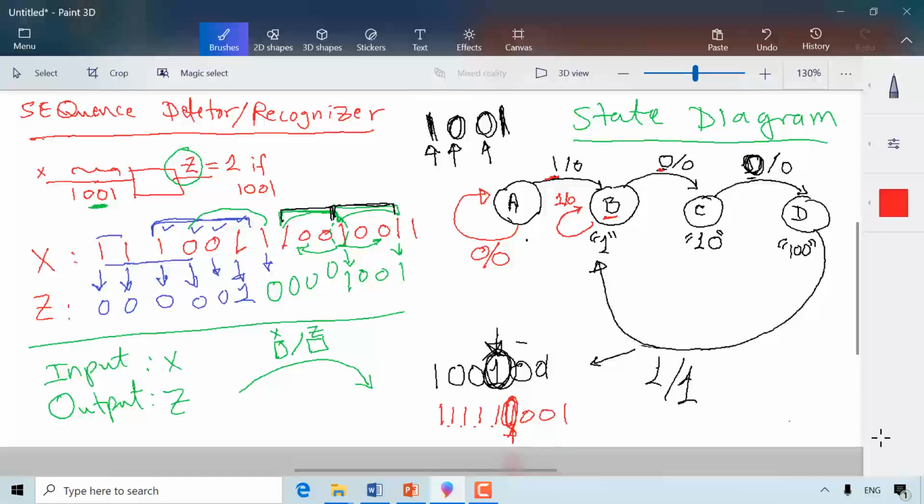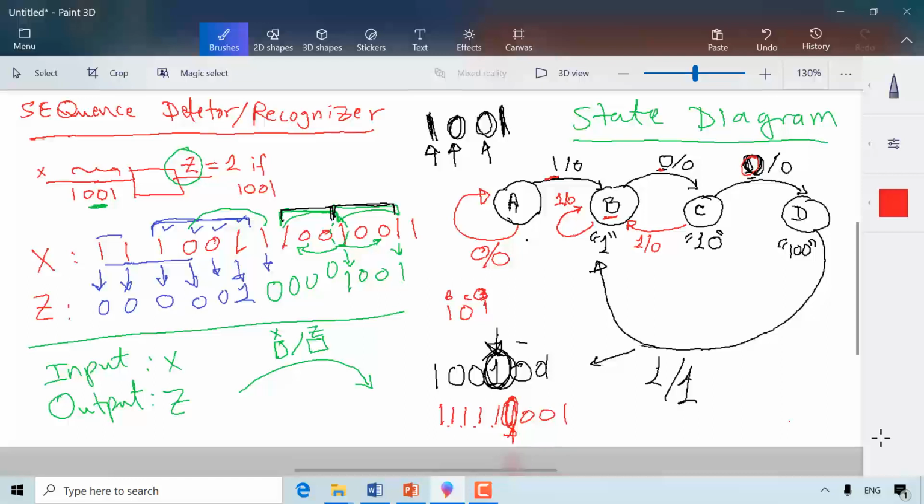Well, how about when I am in C? C says that I have received 1, 0. So if I receive a 0, I go to state D. But what happens if I receive a 1? That looks like I'm receiving 1, 0, 1. The first 1 takes me to state B, the 0 takes me to state C. So if I receive another 1, where should I go? The best thing is to go to state B, hoping that you are starting a new series. I'm hoping that I'm starting the correct sequence. So this is a 1 and an output of a 0.